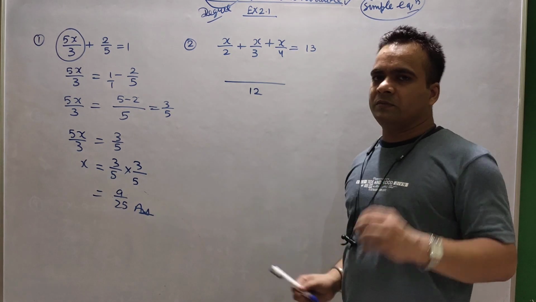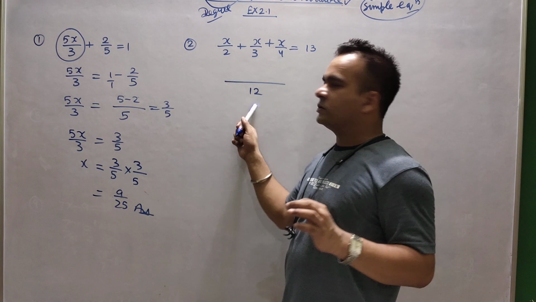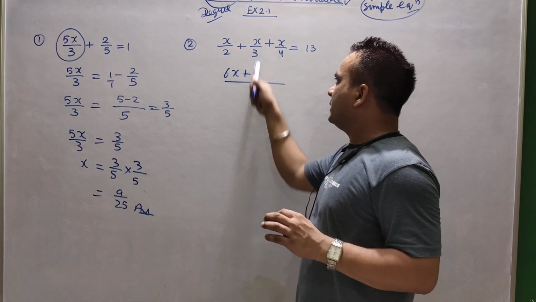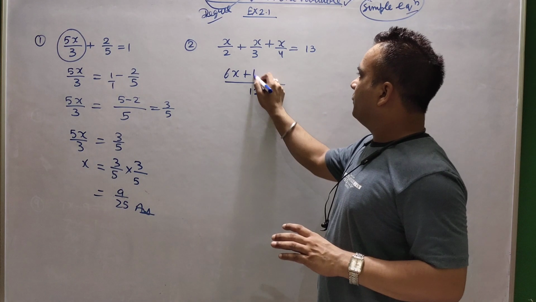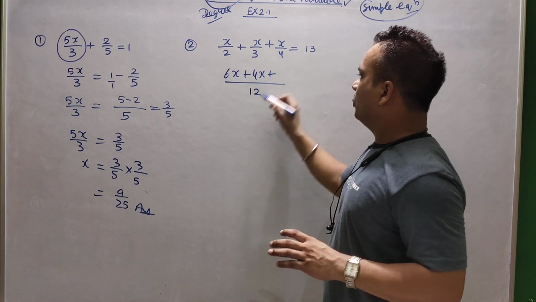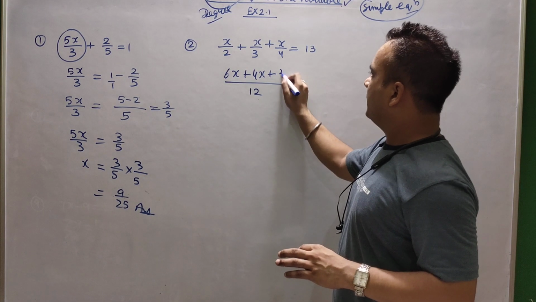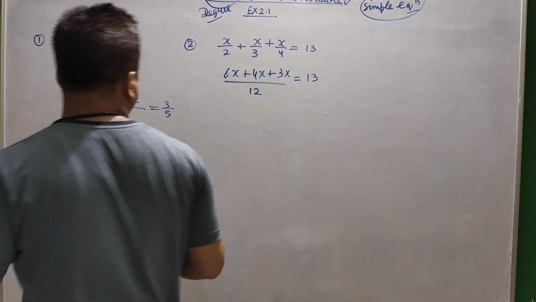After taking the LCM, you know what you have to do. 2 sixes are 12. What are you getting after dividing 12 by 2? 6 will multiply here: 6x. Now this 12 will be divided by 3. What are you getting? 4. 4 will multiply in the numerator. Now this 12 divided by this 4, what are we getting? 3. 3 will multiply, and the right hand side I am keeping as it is.